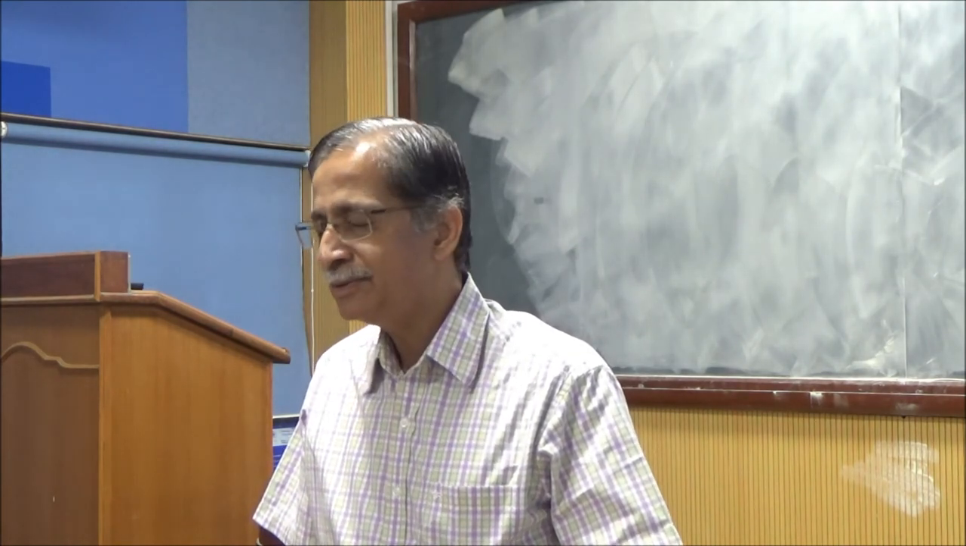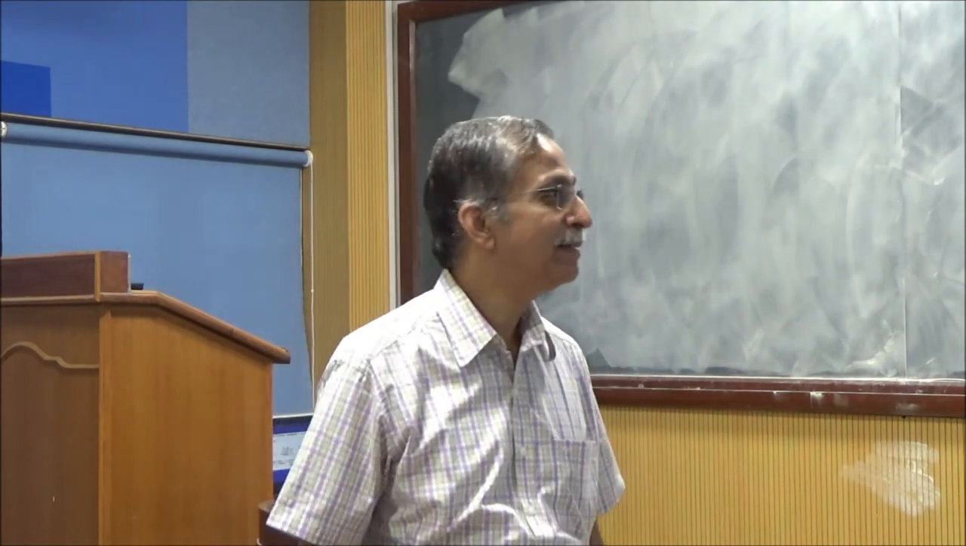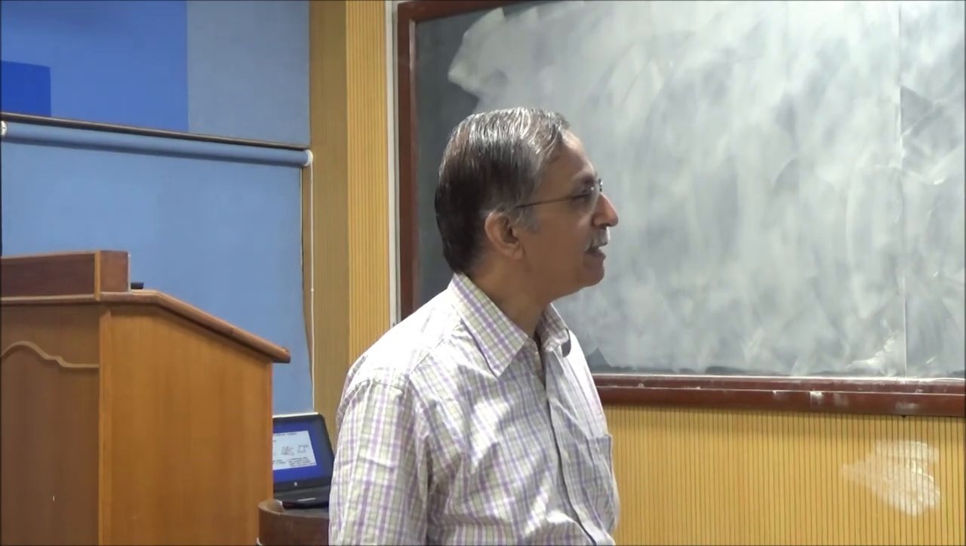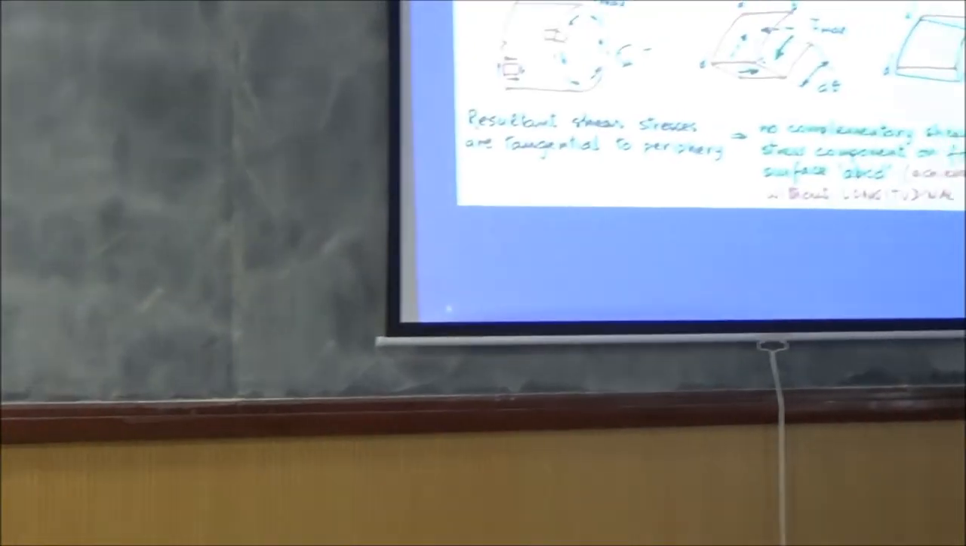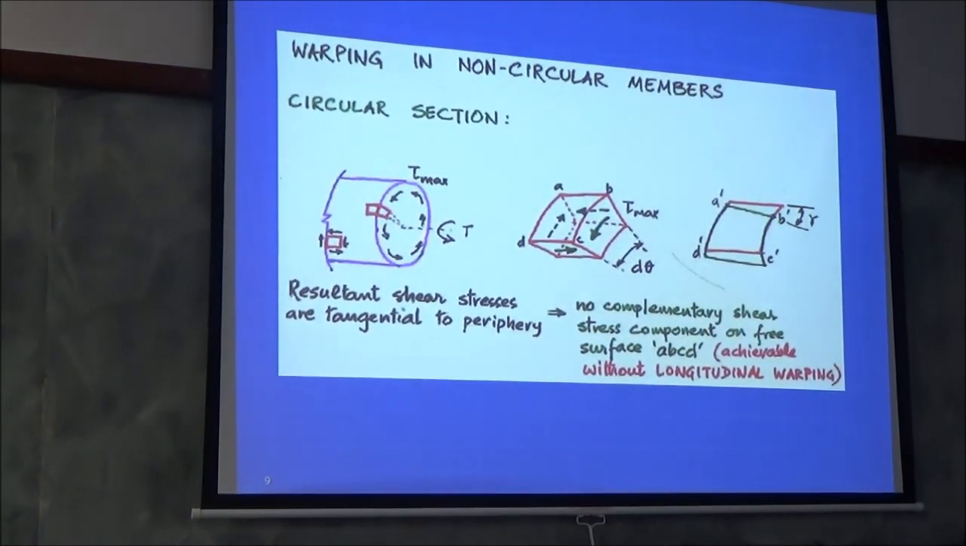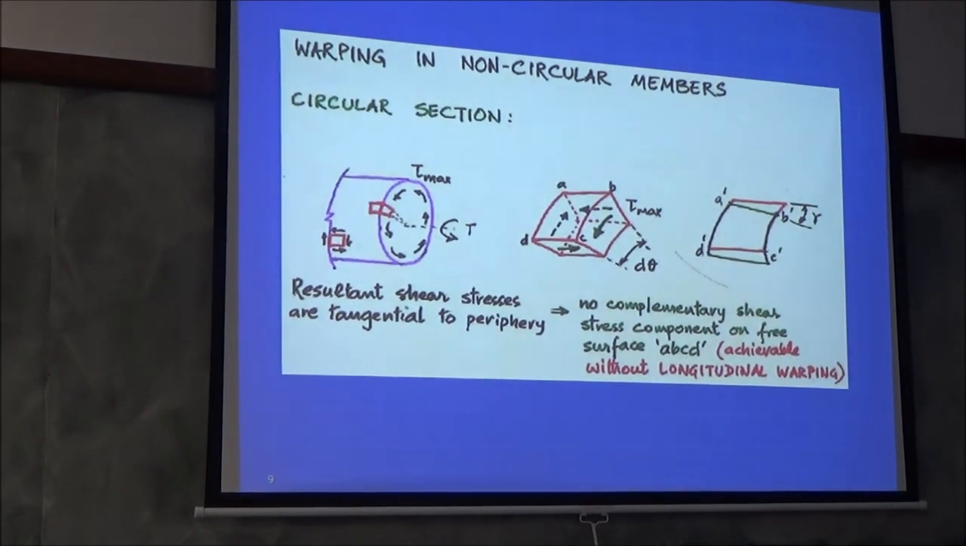Warping will take place. Will it happen also at the corner? Yes. So you have to understand. If you take a circular section, you will find that you have a shear flow like this. And if you rotate it like this, you will have this movement also like that. And you can see that the maximum shear stress will be at the periphery.